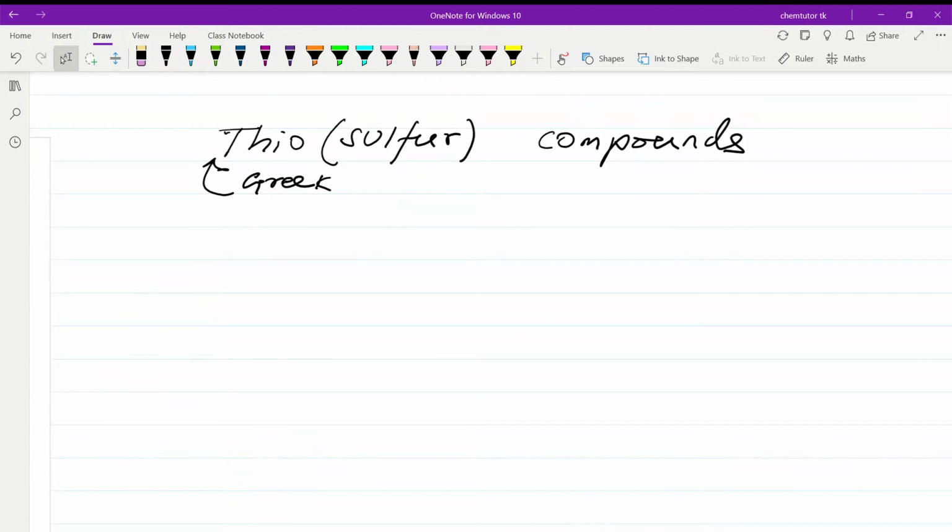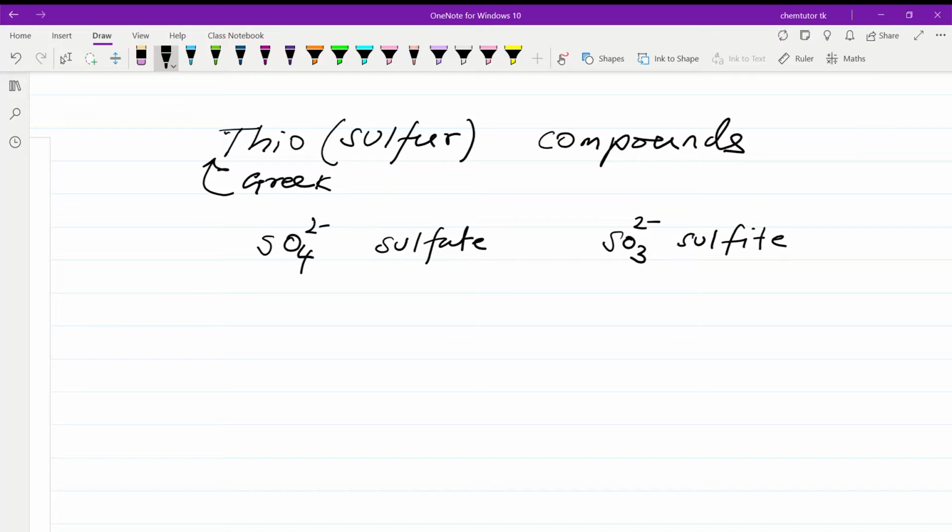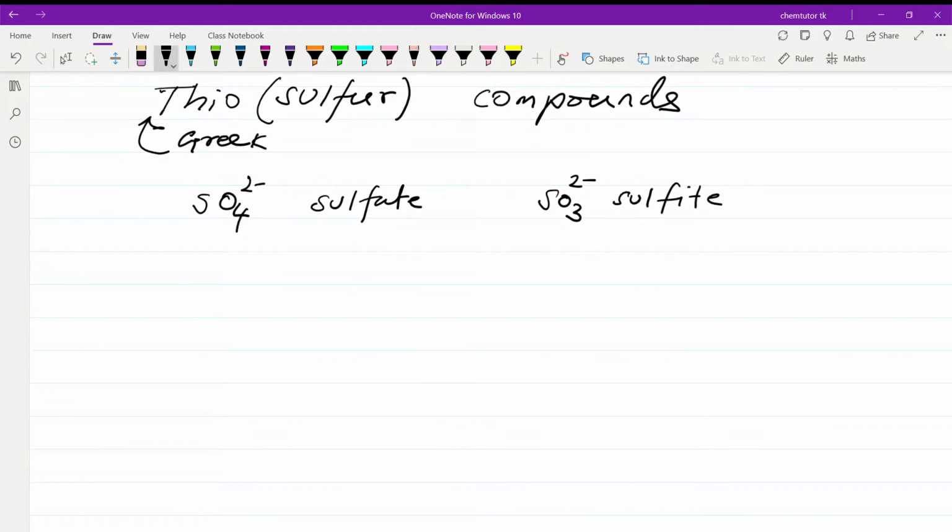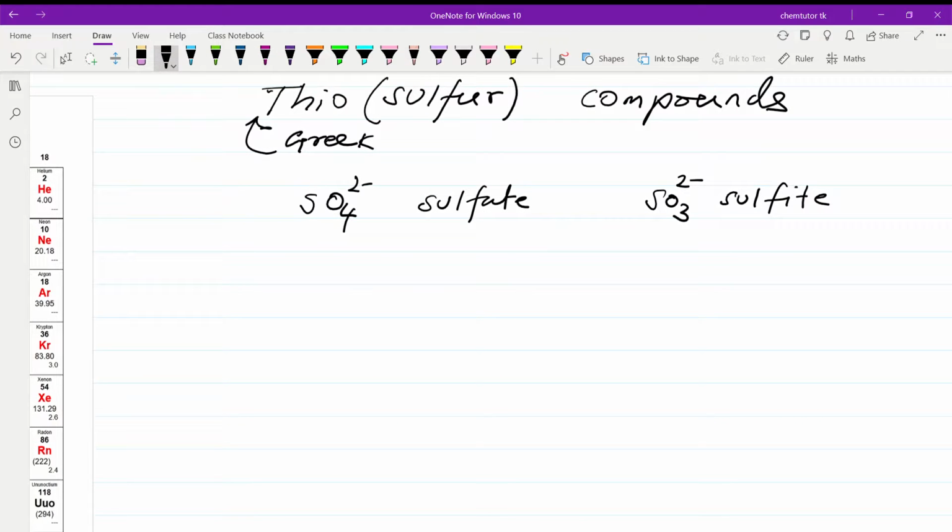First thing, for example, sulfate. This is sulfate. This is sulfite. Now I am going to exchange the sulfur, and I also draw the Lewis diagram next to this, you can see. You can put a double bond if you want, or a coordinate covalent bond. This is a sulfate ion.